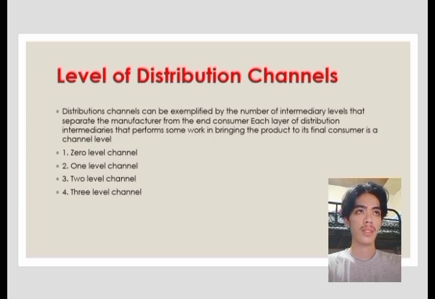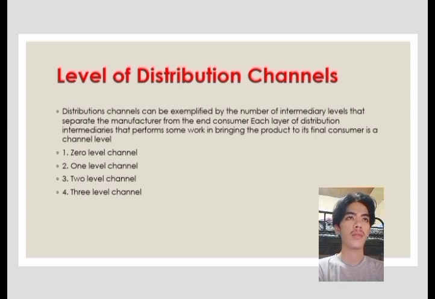Next, we have levels of distribution channels. Distribution channels can be exemplified by the number of intermediary levels that separate the manufacturer from the end consumer. The choice of a particular distribution channel is determined by factors related to market size, buyer behavior, and organization's characteristics. Each layer of distribution intermediaries that performs some work in bringing the product to its final consumer is a channel level. First, we have zero-level channel.